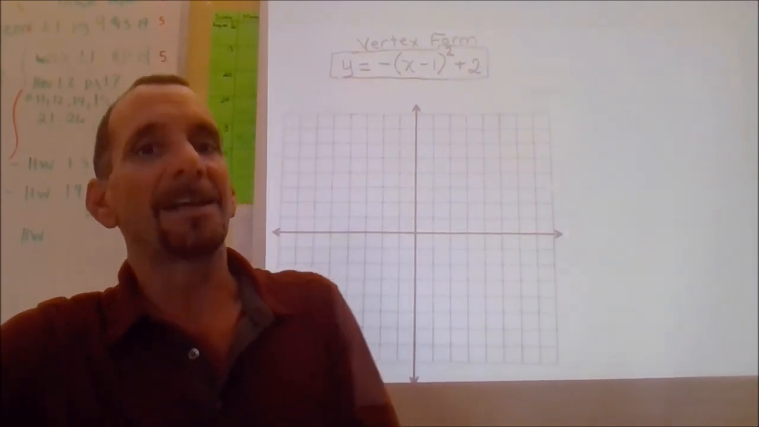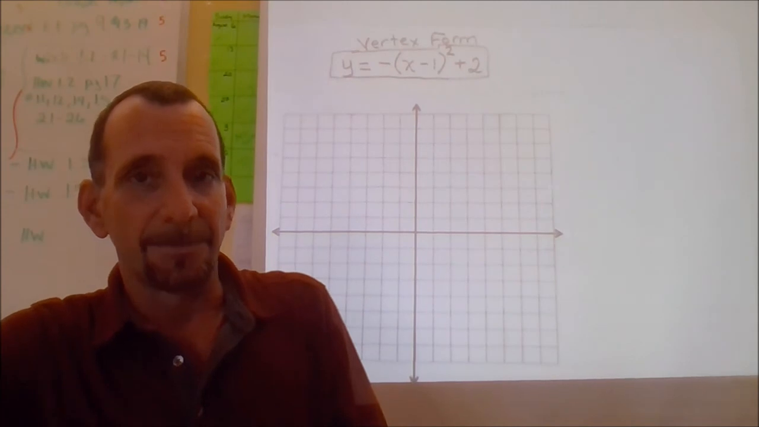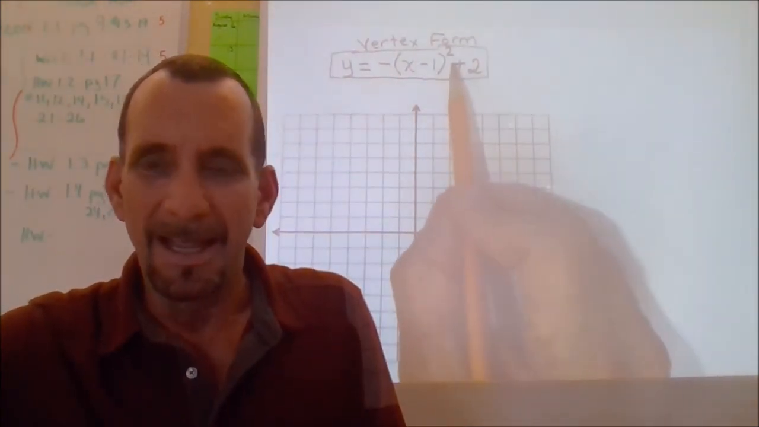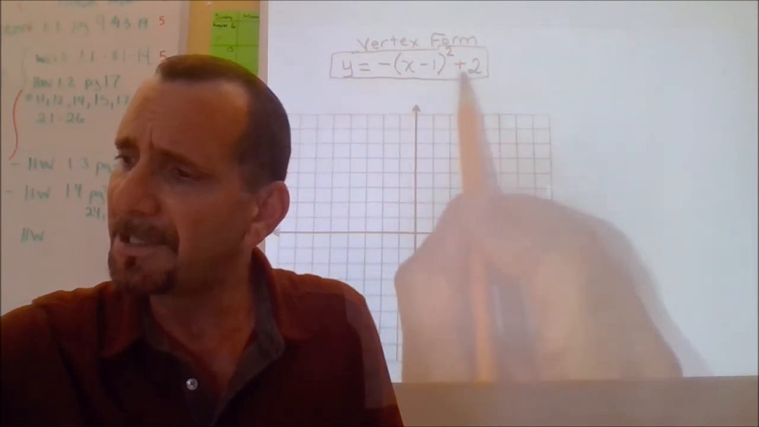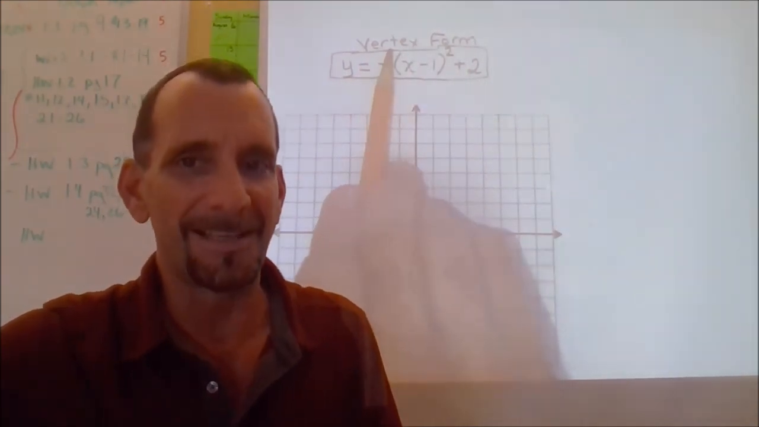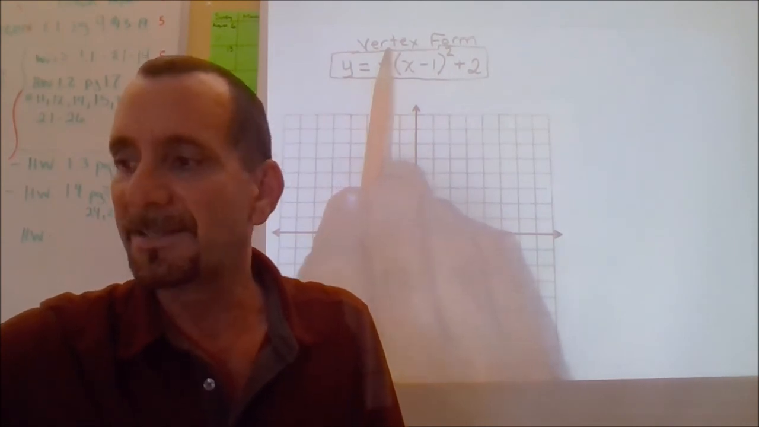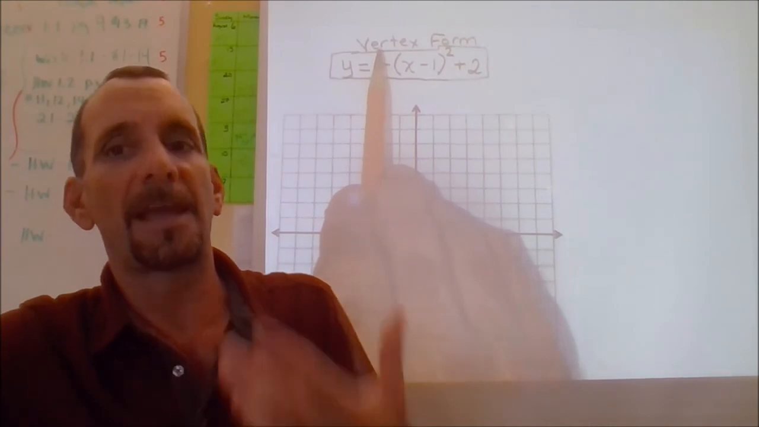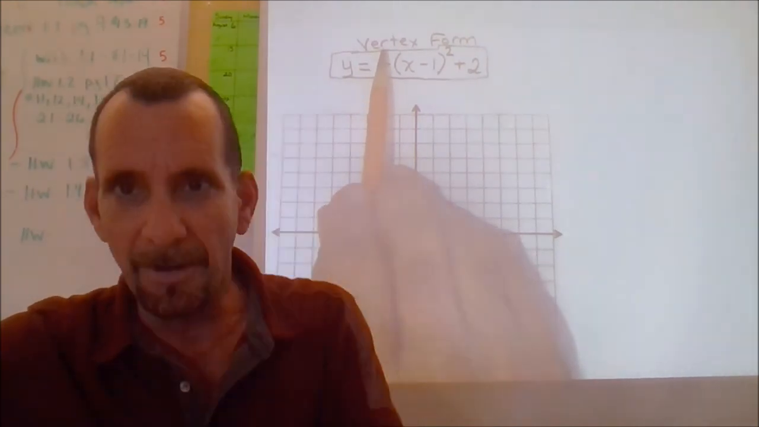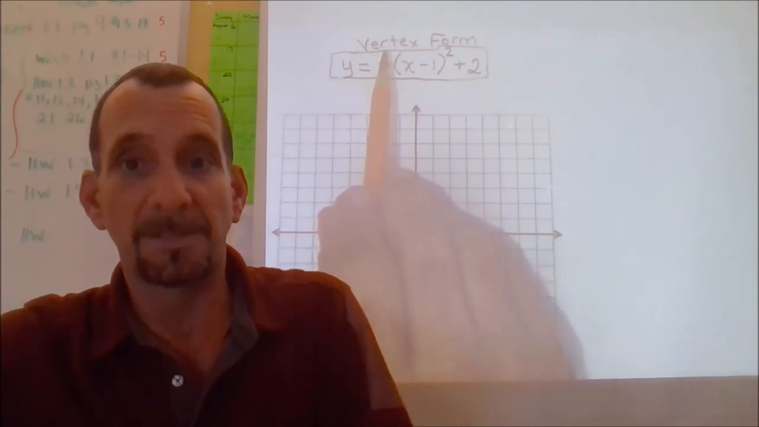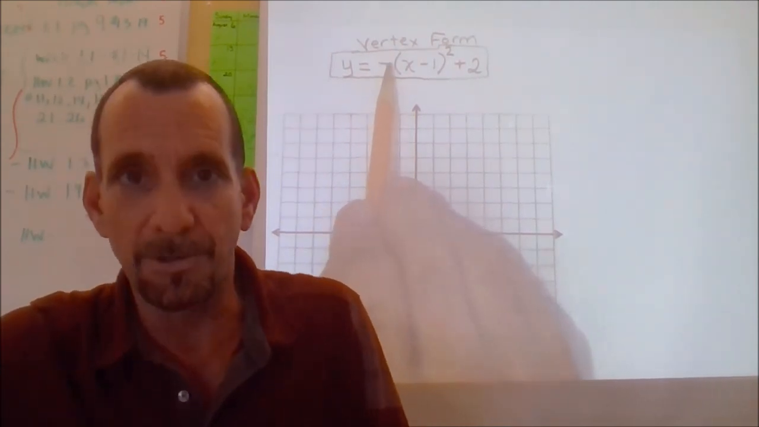Well, as we talked about in class, with a parabola in vertex form, it is very easy to find the vertex. So the vertex is a really important point. From the vertex, we can find the axis of symmetry, draw that vertical line, and then reflect our points off of that axis of symmetry.